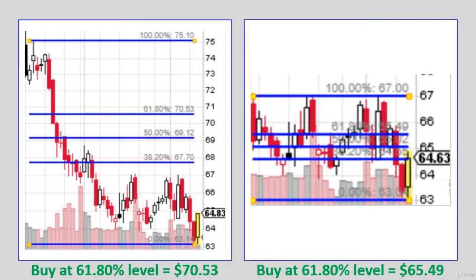and breaks through that resistance level, then I'm buying. That's when I'm buying in. Let's say that's what I want to do. I don't want to buy at 38.2 because that's not as strong. I want to really have a stronger indicator, so I want to buy at 61.8.